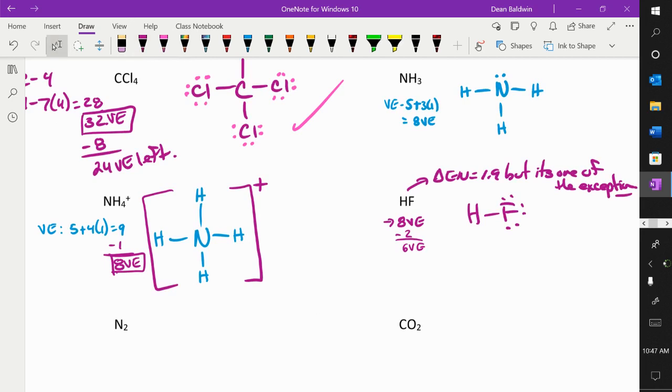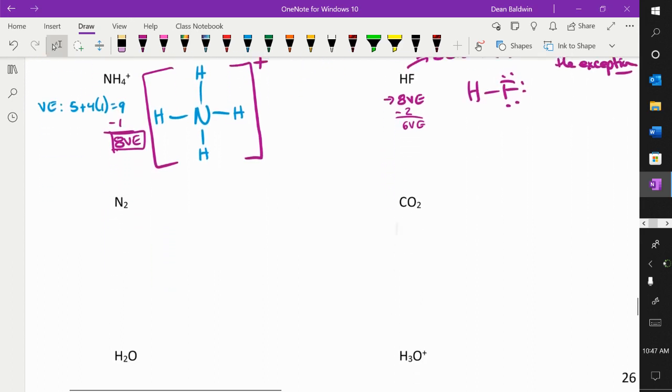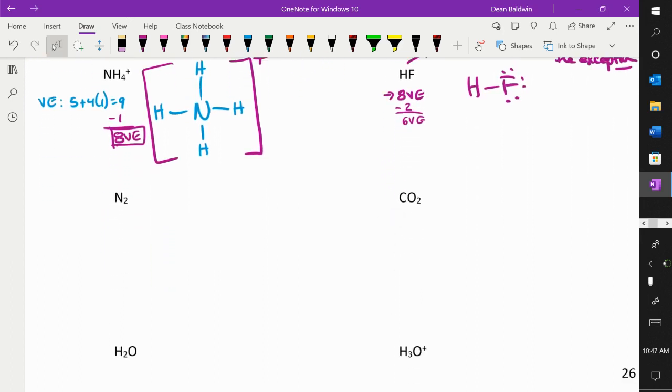All right. N2. How many valence electrons are in nitrogen? 5. And we have 2. So we have 10 valence electrons. How many bonds does nitrogen want to form? 3. So you have 2 nitrogen atoms. Each one wants to form 3 bonds. 1, 2, 3.